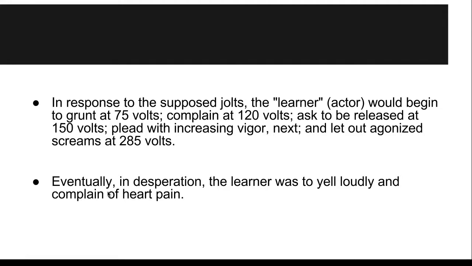In response to these jolts, the learner, this actor, will begin to grunt or complain, and ask to be released as the shocks continue to go up in voltage. You'll see later on that the learner eventually was yelling loudly. Something that was mentioned at the beginning was that he had a heart condition, but the experimenter continued to tell him, it's okay, don't worry about it, it's minor shocks, you'll be just fine. They were actually measuring how obedient the teacher would be, to what degree of shocks they could give before they finally said no, especially with the experimenter in the room telling them, you must continue to go forward.